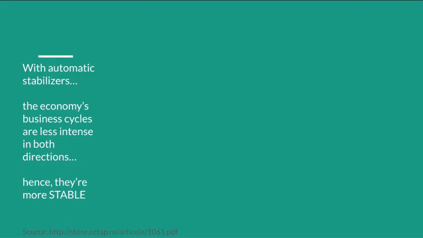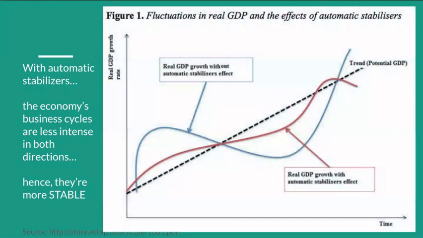With automatic stabilizers, the economy's business cycle is going to be less intense in both directions, up and down. Hence, the economy ends up being more stable. Here's a graph to show you what I mean. First, let's start with the black dotted line. This trend line represents potential GDP.